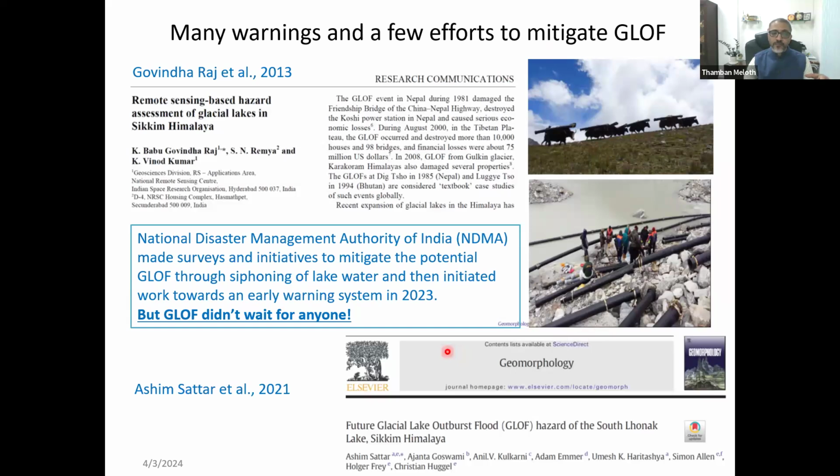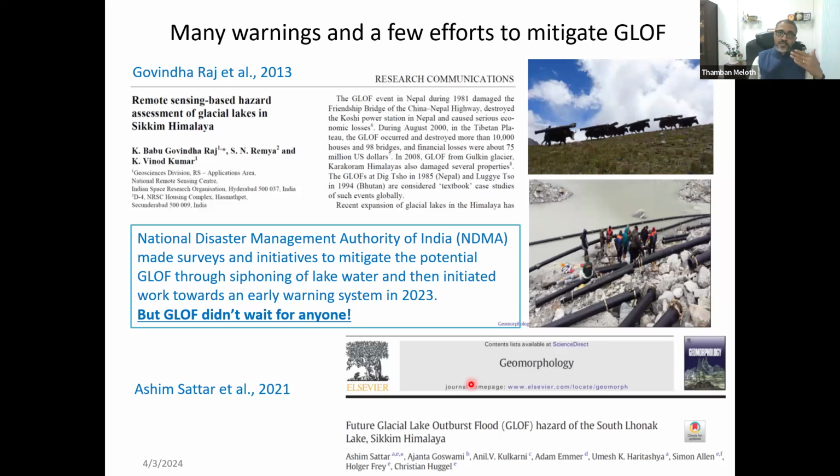And then they also initiated a potential early warning system in this region. In fact, just a couple of weeks before the actual blow-off event happened, there was a team setting up various instruments in this particular region. But unfortunately, this blow-off did not wait for anyone. So this is a classic case where we know a blow-off could happen and could be seriously large. However, the terrain is so remote and so difficult to approach in many cases that implementing an early warning system is becoming extremely challenging.